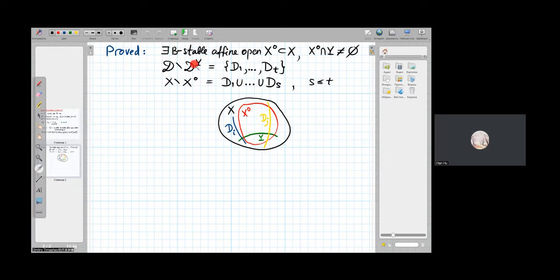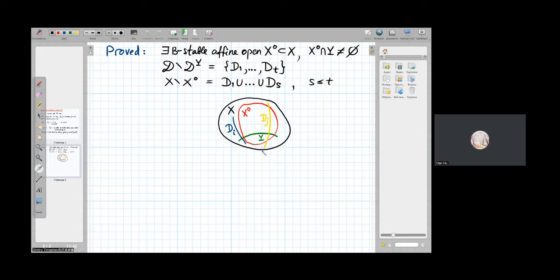Let me recall that this set D over Y consists of all colors containing Y. And now we are looking for colors which do not contain Y, because they do not intersect this X naught. So these colors are in the complement. The set of these colors is maybe a proper subset of the colors not containing Y. So S is smaller or equal than T.